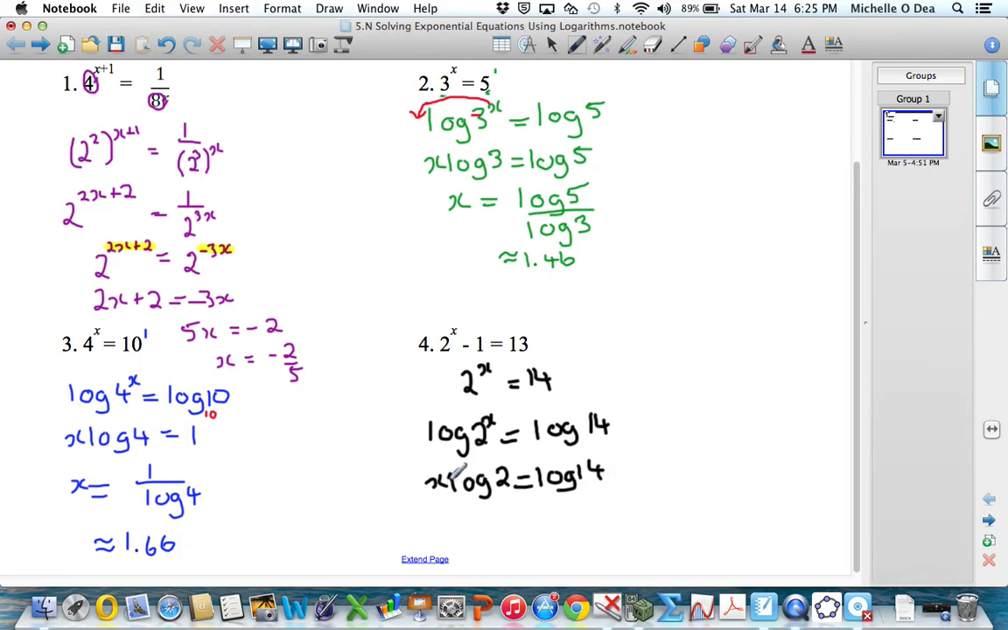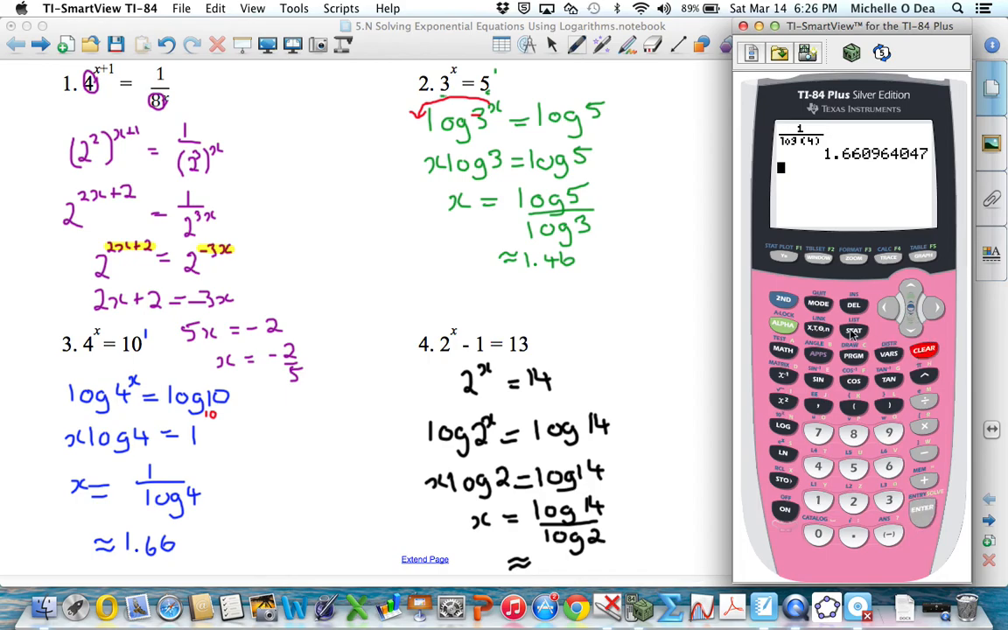And remember, x is multiplied by log 2, so we divide both sides by log 2. So we have log 14 divided by log 2. The other thing you need to remember, you cannot divide the 14 and 2. Again, this log 14, it's one whole thing. You have to treat it as one thing. Log and the 14 are not separate, so you can't do any sort of cancelling there. So you can stop here, this is your exact answer, or we can go to our calculator to get an approximate answer.